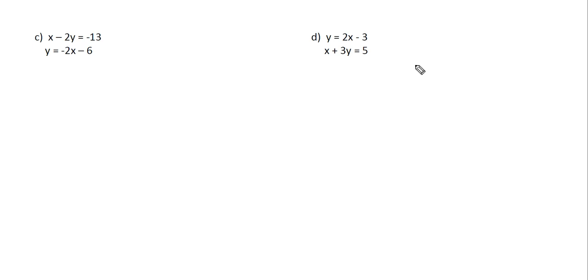All right, so if we take a look at part C, once again, we get this occasion in which we already have one of the variables isolated. So in that case, we could just substitute y with negative 2x minus 6. So y in that other equation is right there. So we're going to put negative 2x minus 6 in parentheses, that full quantity right there. So I'm going to rewrite this equation. And instead of y, we're putting negative 2x minus 6.